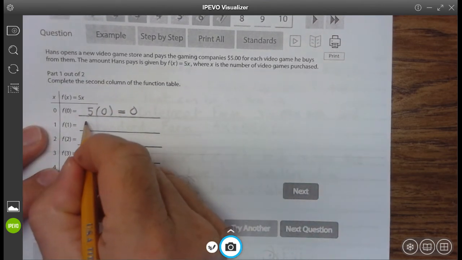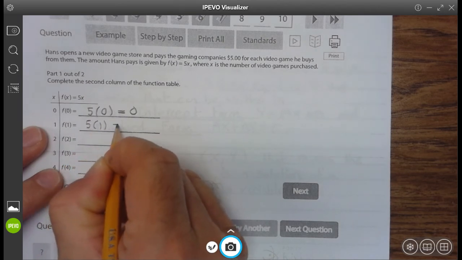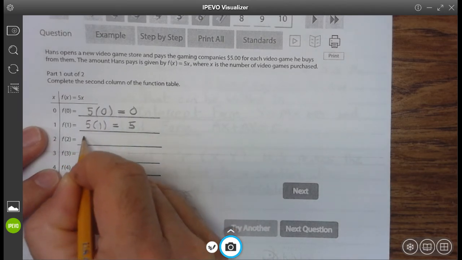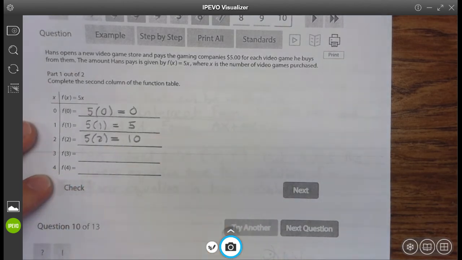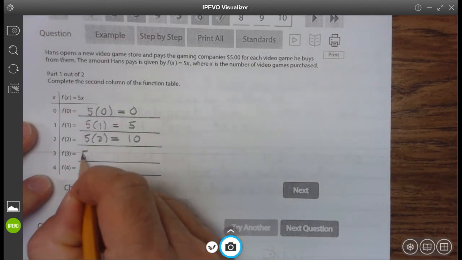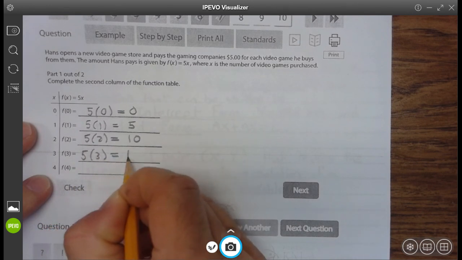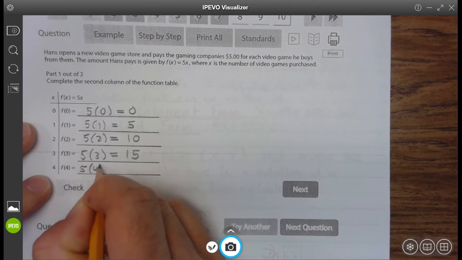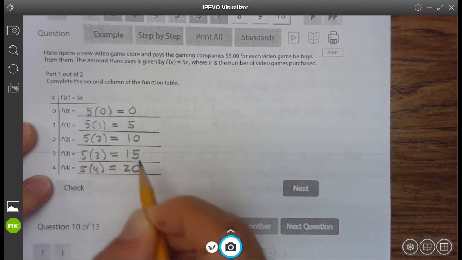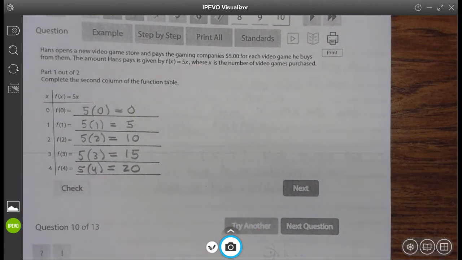Okay, when x is 1, that's 5 times 1, which is 5. When x is 2, that's 5 times 2, which equals 10. When x is 3, that's 5 times 3 equals 15. When x is 4, that's 5 times 4 equals 20. All right, go ahead and finish up the example.